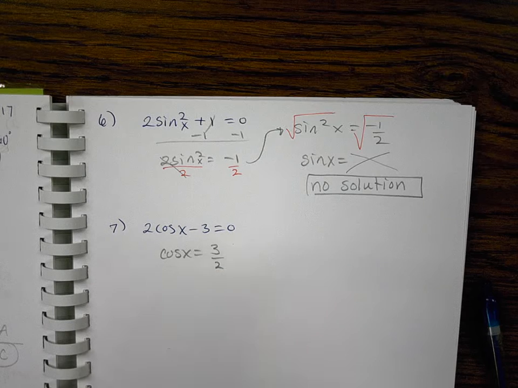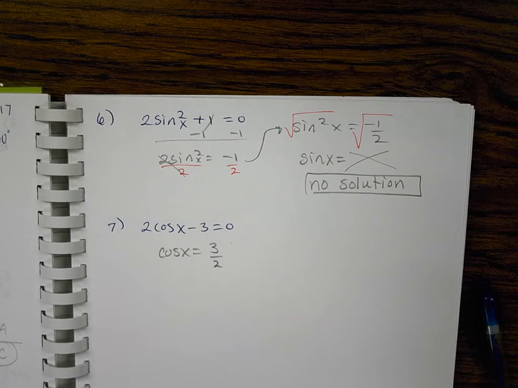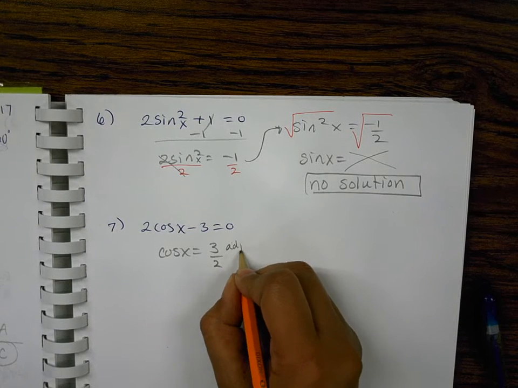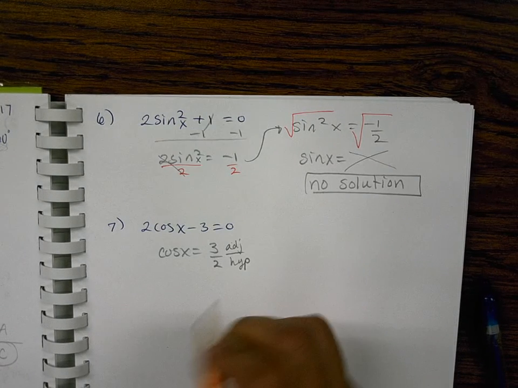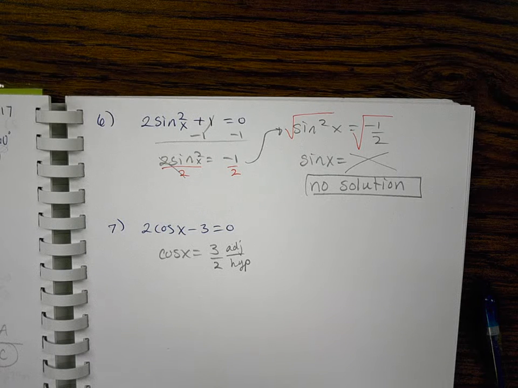All right, is this a unit circle problem? Do we have any cosine x equals 3 over 2? We do not. So what do we do? We draw our picture or think about it. What is cosine in words? Adjacent over hypotenuse. Think about that. Is that mathematically possible to have your adjacent side being 3 and your hypotenuse side being 2?